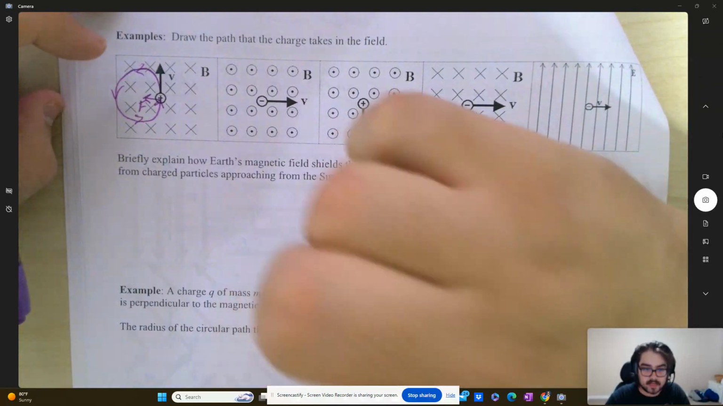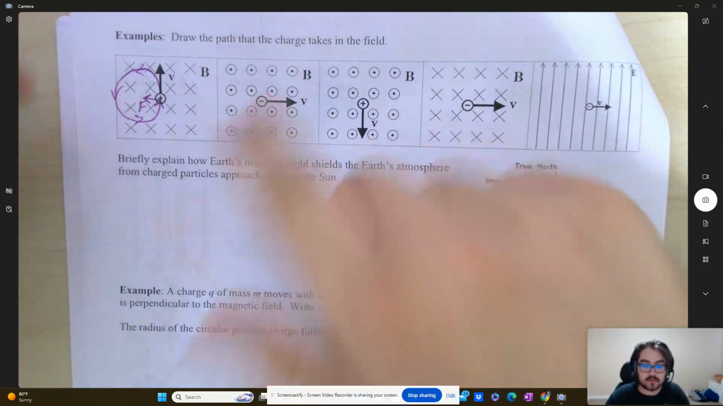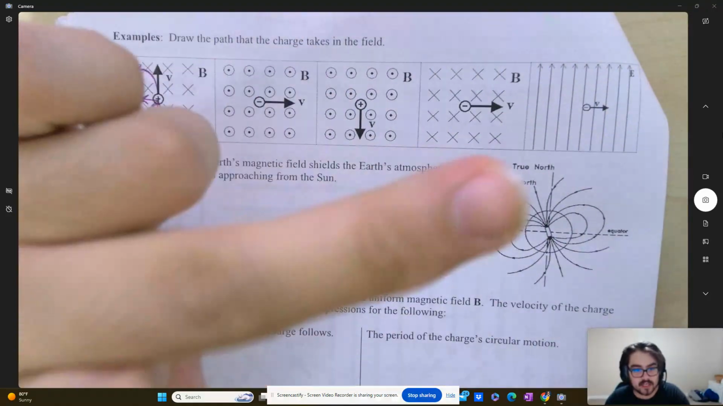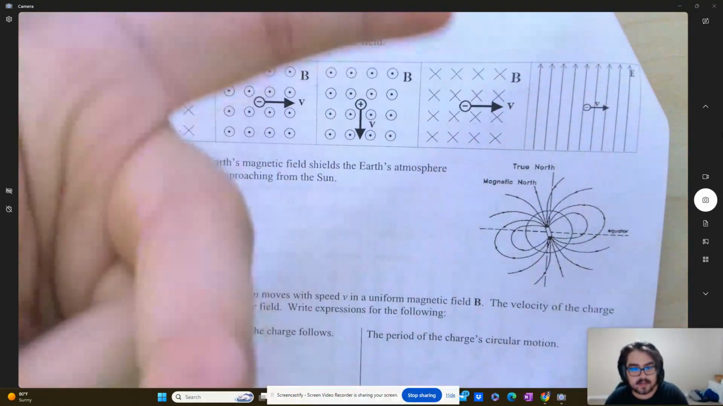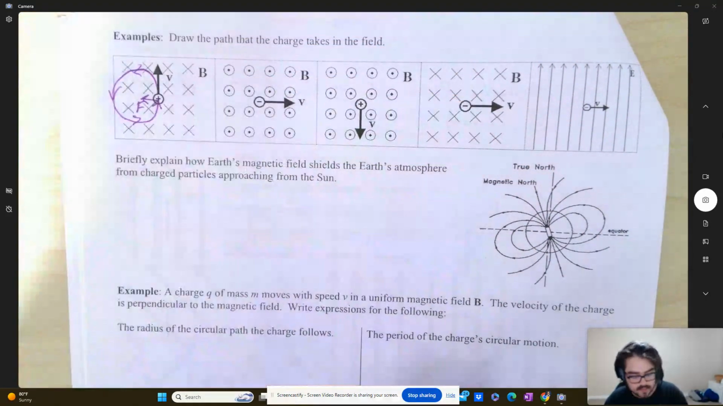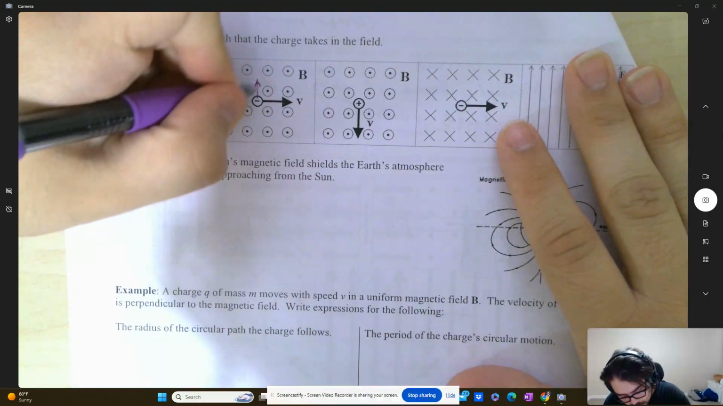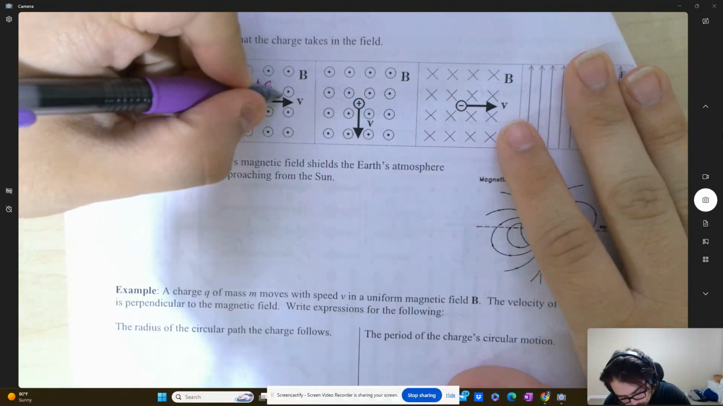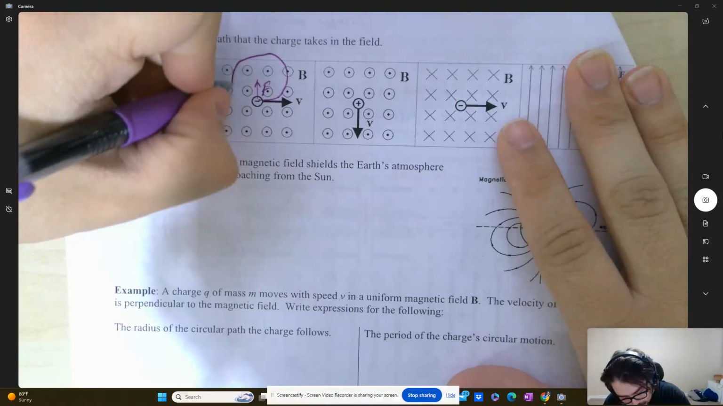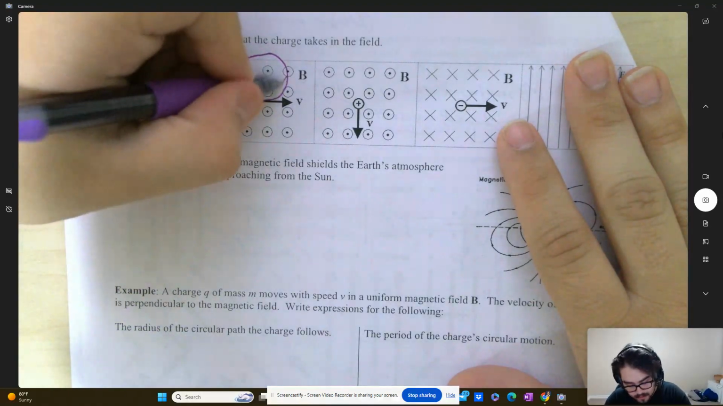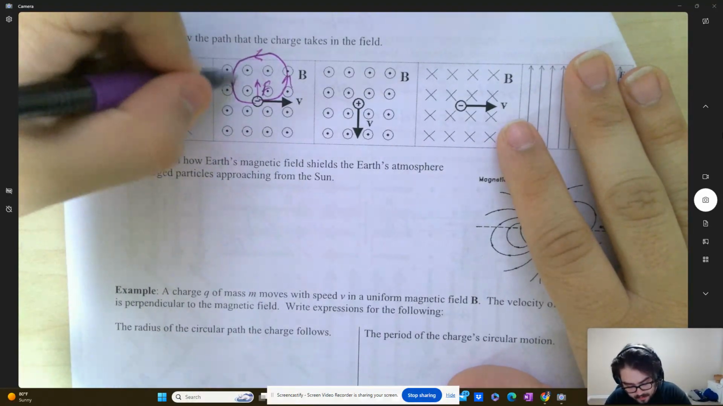Here, B field out of the page. Oh, it's a negative charge, so left hand. B field out of the page, velocity to the right, you would notice that this has a force going up, and then it's going to take a circular path like this. Okay? Then it would take the circular path like that, and it would keep going.